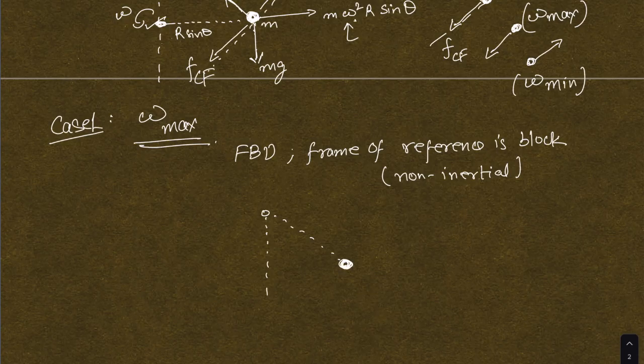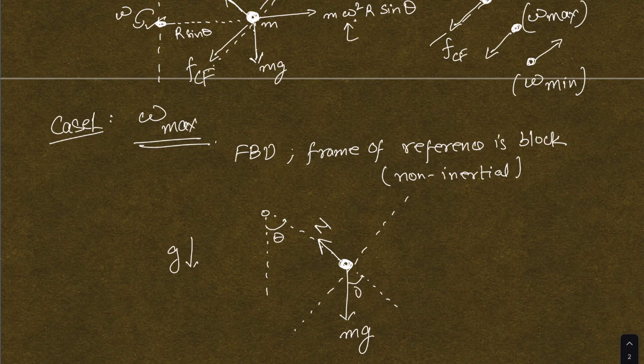This is the block. This is the tangential surface. This is theta. And this is the direction of gravity. So this is mg. This is the normal reaction. So this angle is theta. This is m omega square r sine theta. This angle will be theta as well.